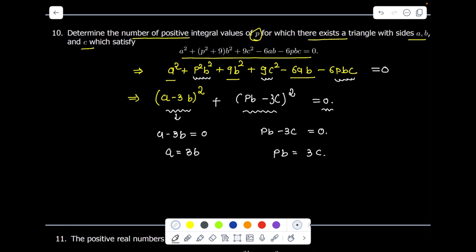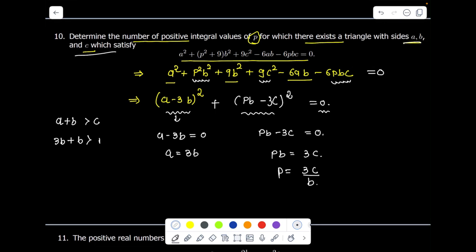Yes, correct. So what we can find here is P is nothing but 3C by B. Now guys, what we are given is that A, B and C are sides of a triangle. So in sides of a triangle, we know that the sum of two sides is always greater than the third side. So if I take A plus B, let us take A as 3B, and B as B, greater than C. But what is the value of C? Here C is nothing but PB by 3. So B, B, B get cancelled out. So what you will get, 3 plus 1, 4, 3 4s are 12, greater than P. So P is less than 12.